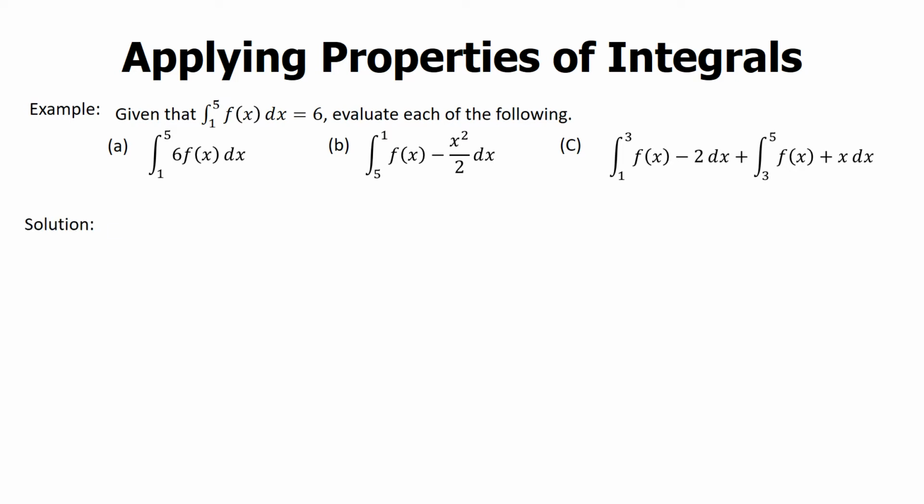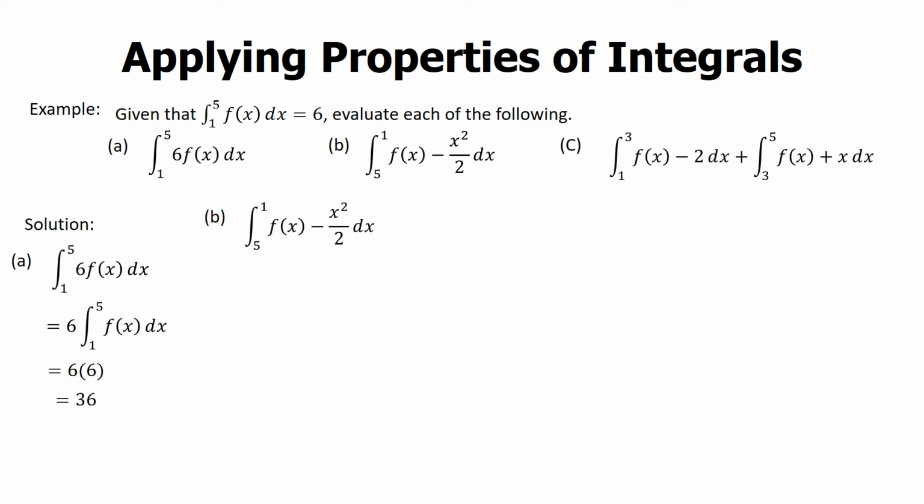Here is the solution. For A, integration from 1 to 5 6 fx dx, we can take out the 6 so that it won't affect the integration. So it becomes 6 integration from 1 to 5 fx dx, which is 6 times 6 equals 36.